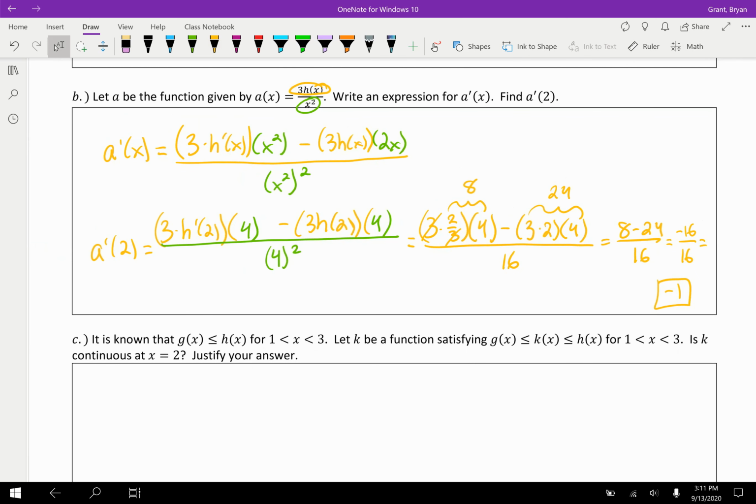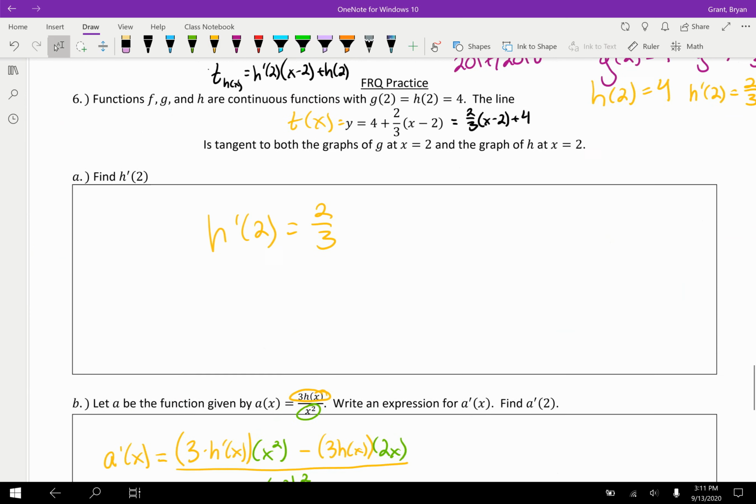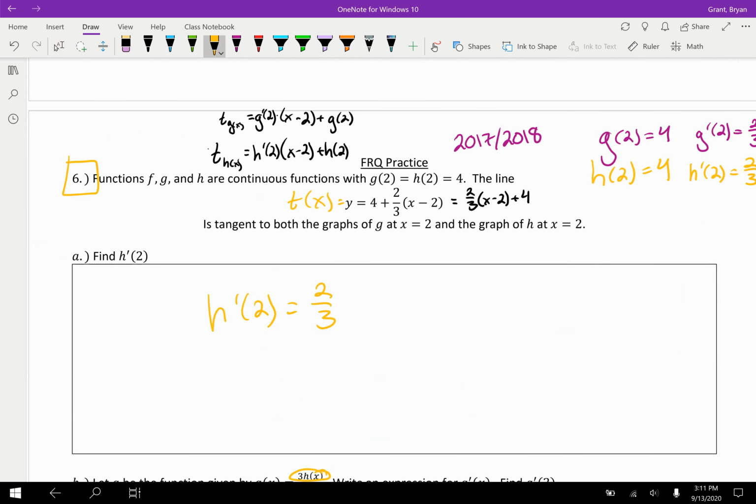I've gotten weird and wacky fractions and decimals before, even on non-calculator active questions. Well, how do you know this is a non-calculator active question? It's all about the question number. This is question number 6. There are 6 total free responses.